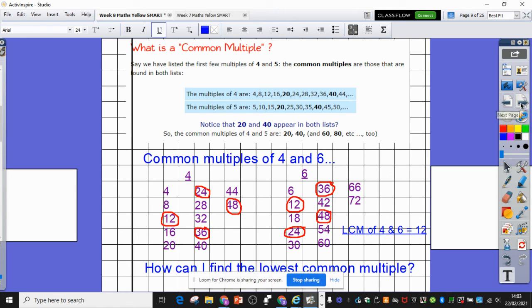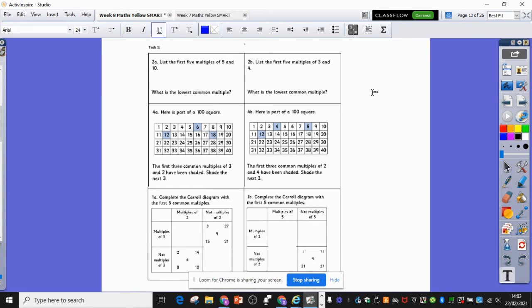Okay, so your task, first off, is to work your way through these questions. You've got 2, 4, 6, all relating to common multiples. So I suggest you follow what I've just said. If you get stuck, go back and rewatch the video again. But remember, you are listing, you're finding the multiples of all the numbers that you've been given. So multiples of 5 and multiples of 10, and then find the lowest common multiple of both. Okay. So work your way through those.